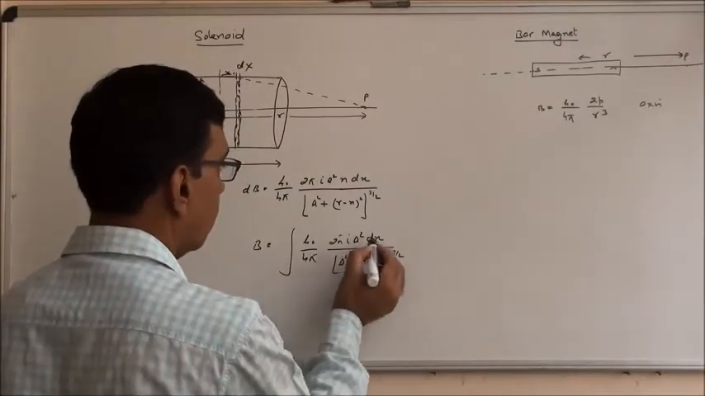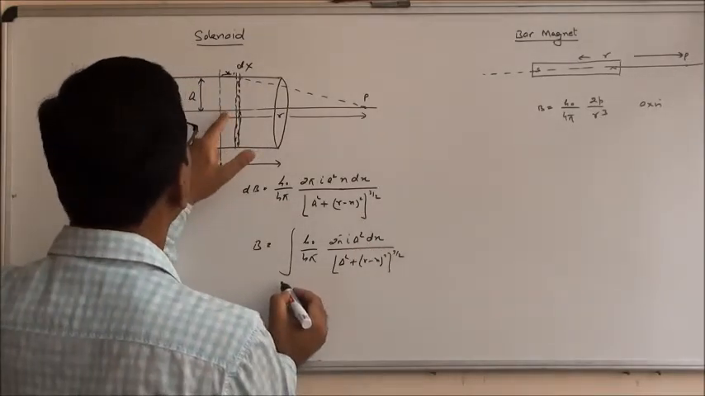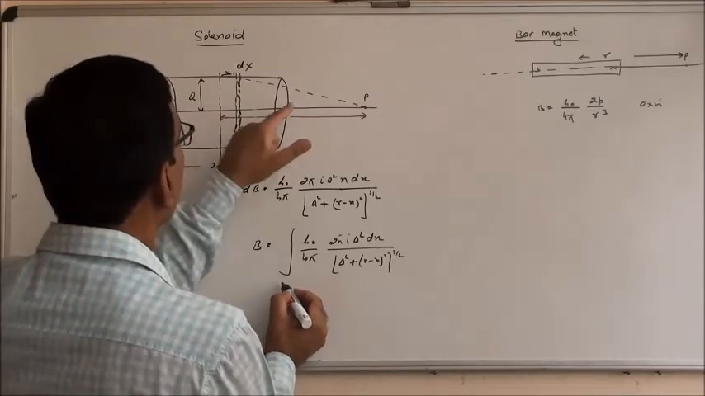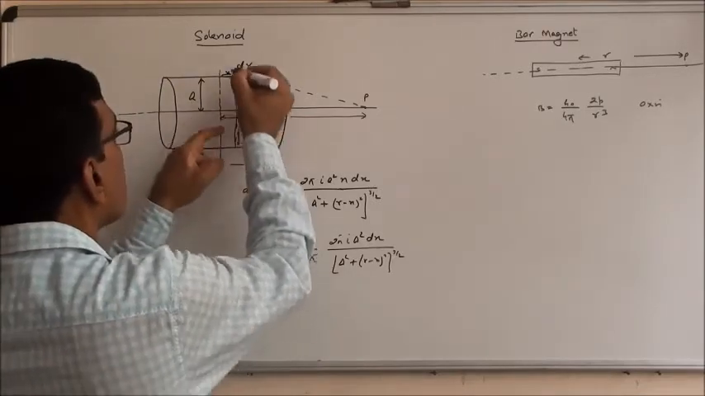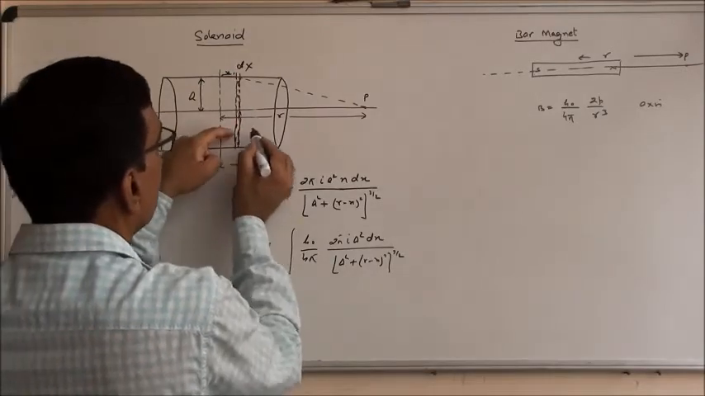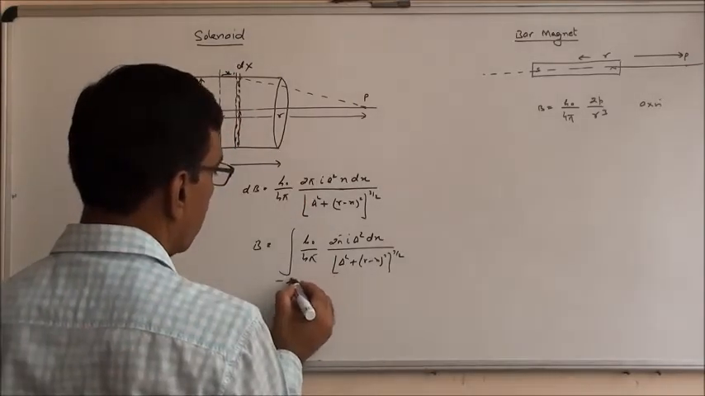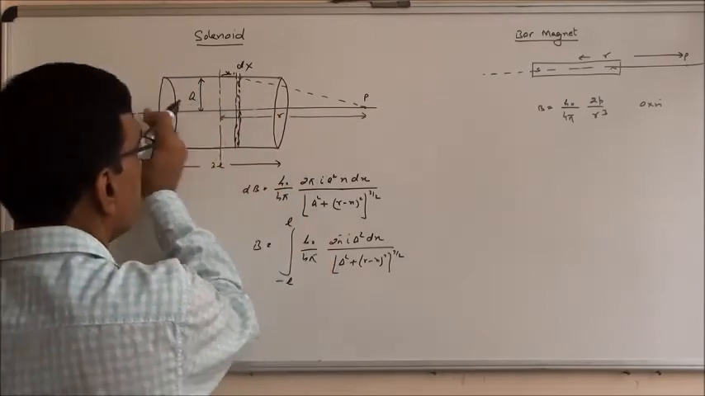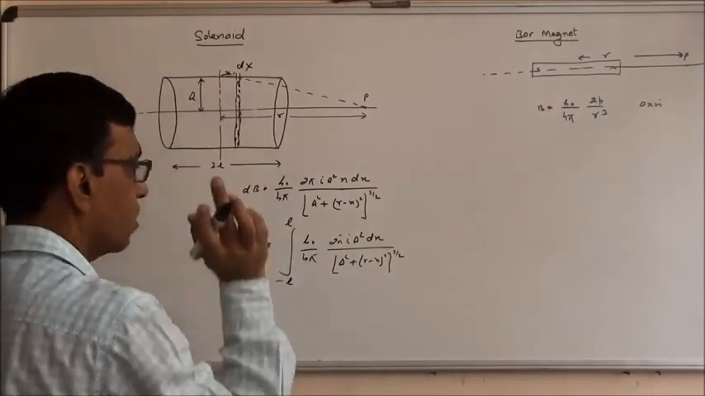Limits for dx, from here to here. Where can we have the first loop? Here at minus L, and the last loop at plus L. So minus L to plus L. x may vary from this to this. Okay.